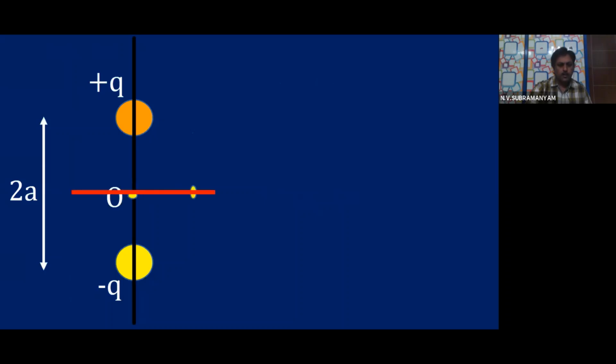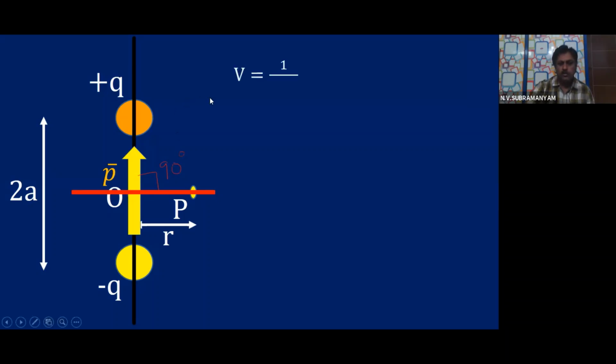Like that you might get one more doubt. What happens if the point is taken on the equatorial line? Where is this point now? On the equatorial line, the red line. Then what is the angle between the dipole moment and this one? The angle will be how many degrees? Your guess is right, 90 degrees. Then what is the formula? 1 by 4 pi epsilon 0 P cos theta by R square.